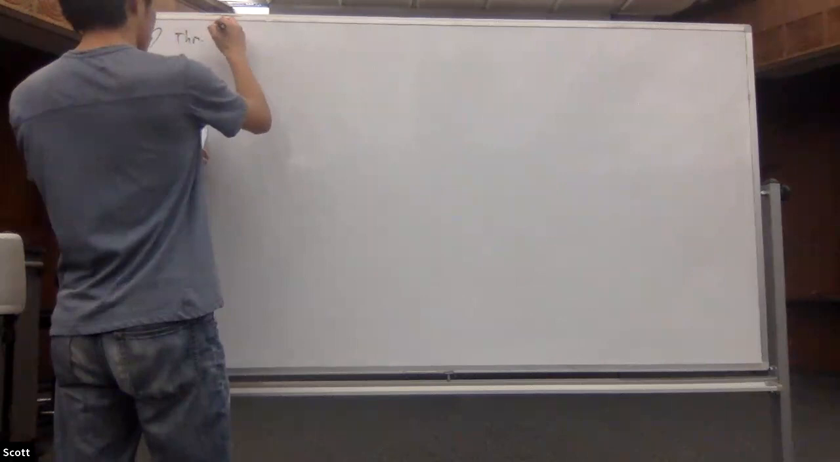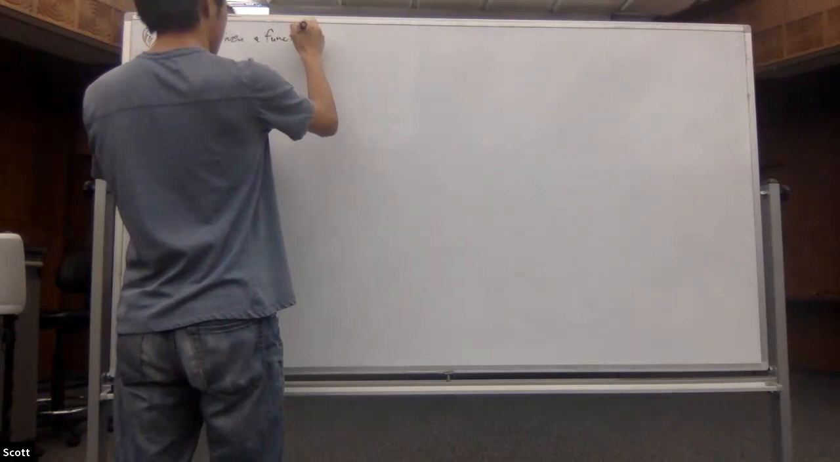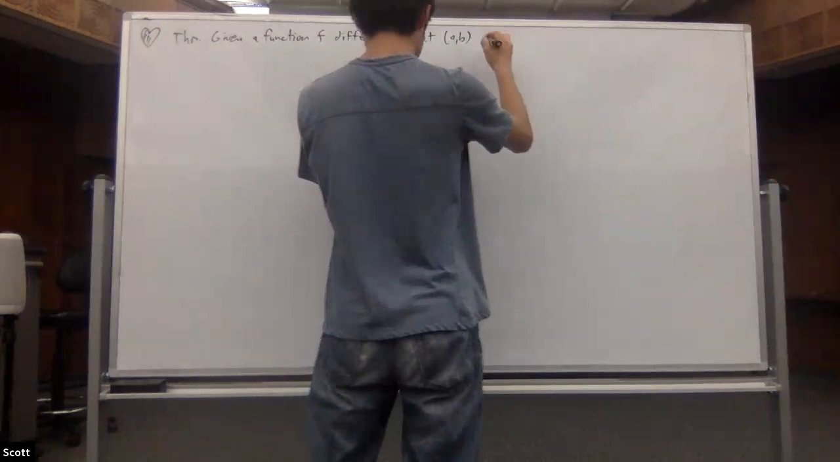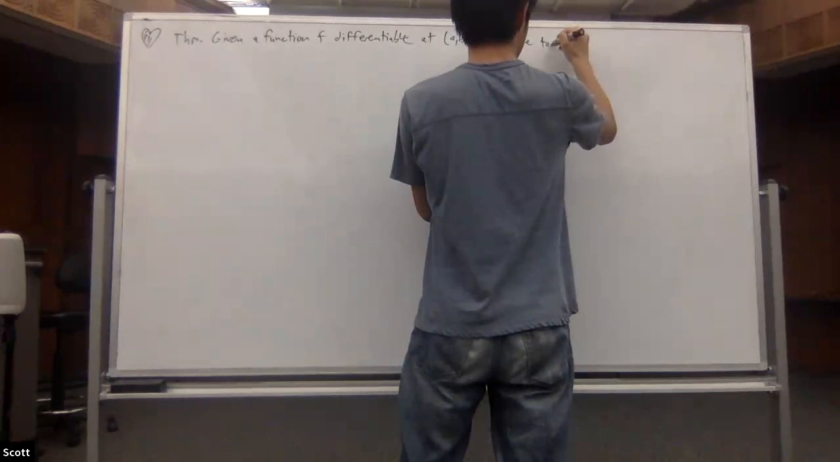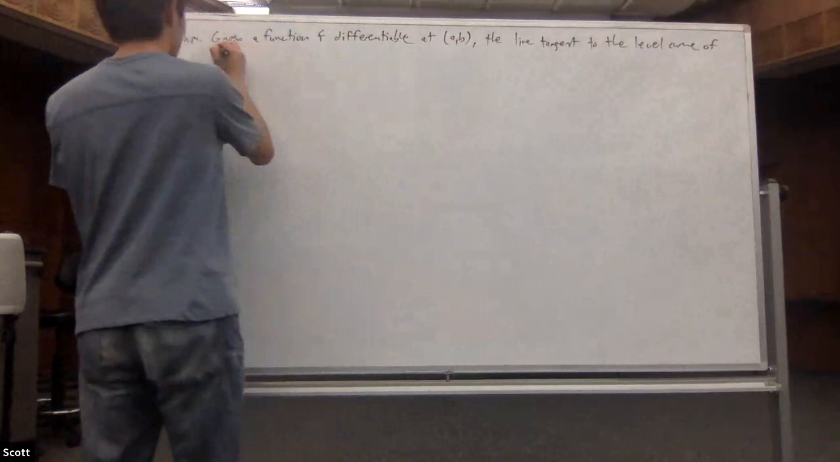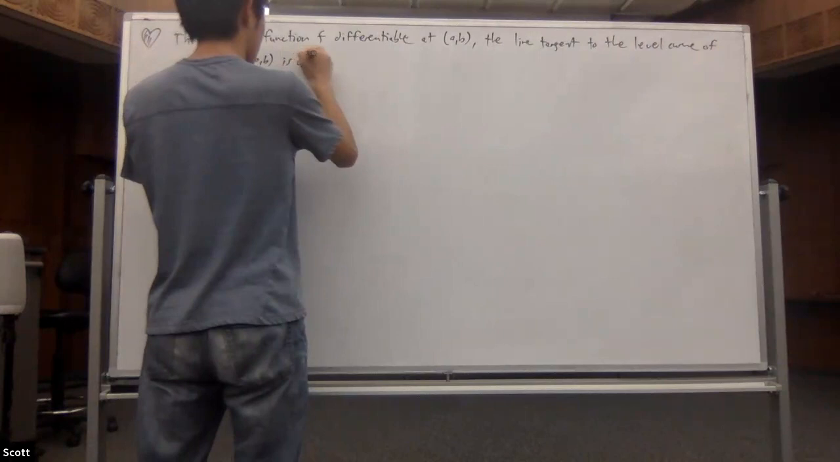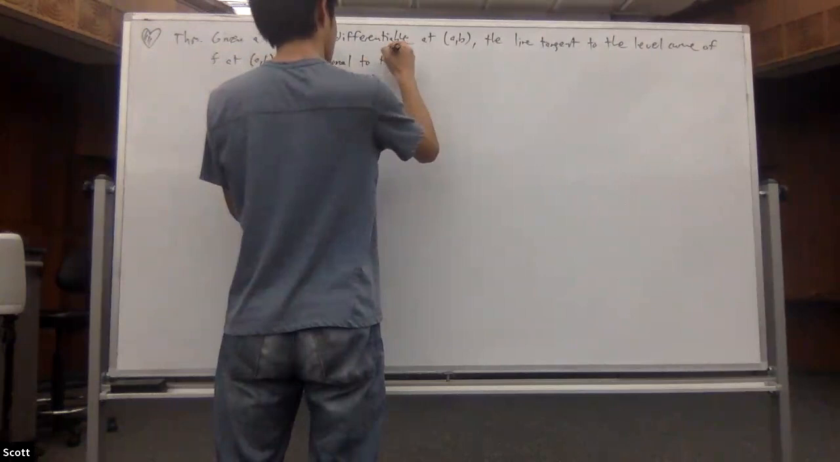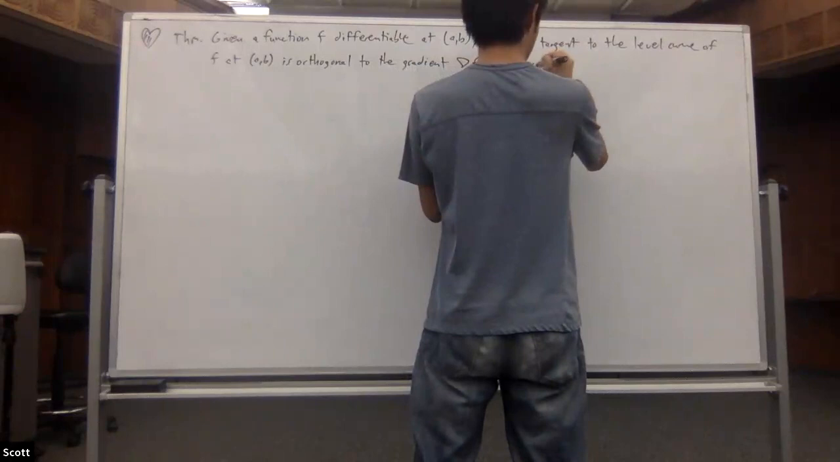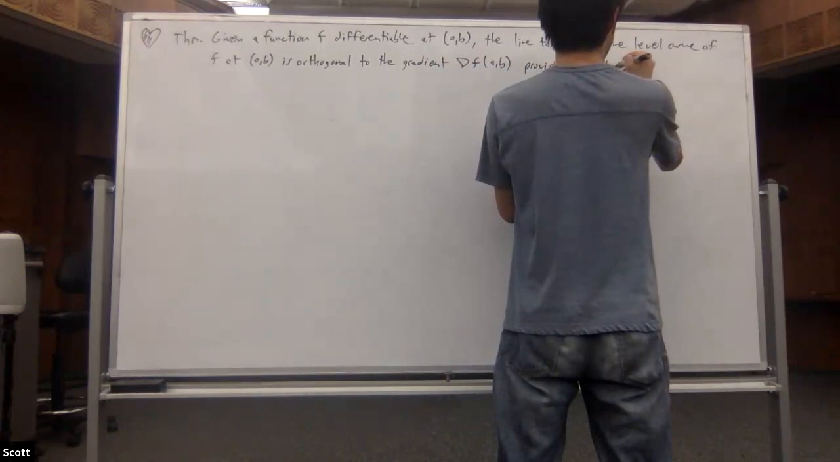Okay, so last little thing here, theoretically at least. The theorem is: given a function f, which will be differentiable at a point, the tangent to the level curve of f at your point (a, b) is orthogonal to the gradient of f at (a, b), provided, and again, we just want to make sure the gradient is not the zero vector. Why is our gradient not a zero vector?